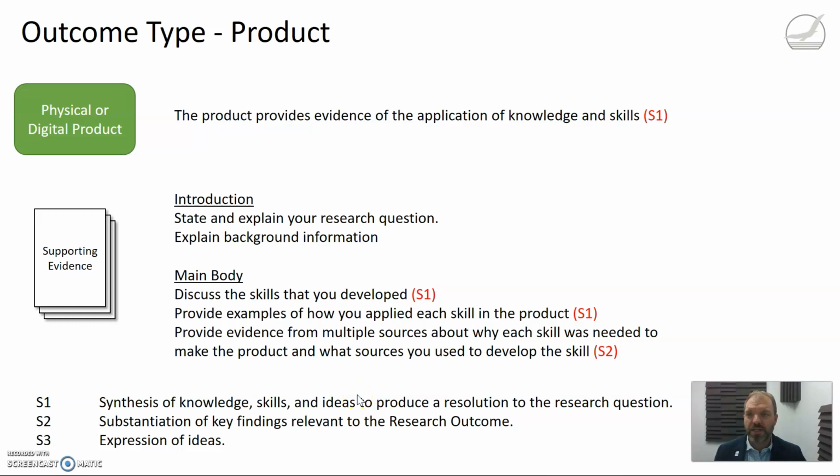Here, the term key findings is really about the main skills that you used and how you went about producing your product. So providing evidence around that. And again, you still need to show clear expression of ideas. And expression of ideas can happen through the product itself, as well as the report.